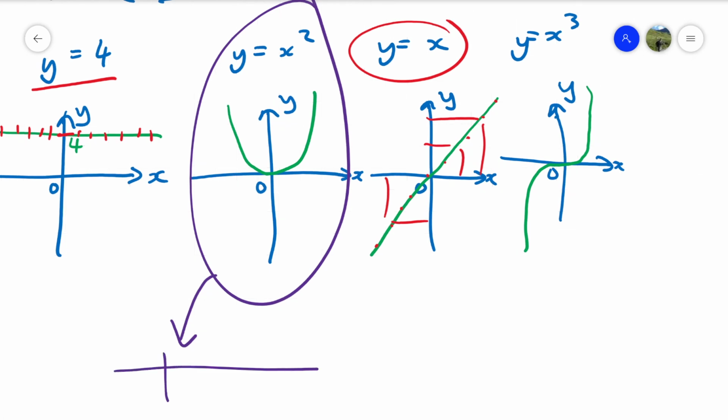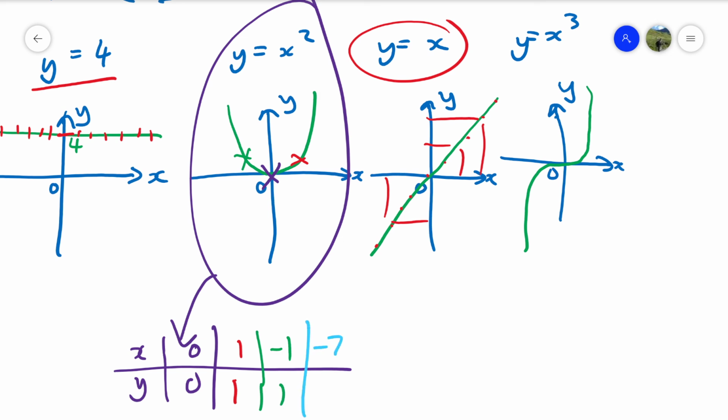Remember, draw a table if you're not sure. So you might have put in x equals 0, which gives y equals 0, and then x equals 1, which gives y equals 1. And then maybe you tried x equals minus 1, which gave y equals 1. Because squared makes 1, so it's positive. So it ends up going up as well, which makes the curve. And then you might have done minus 2, which makes 4. Okay, I'm happy.